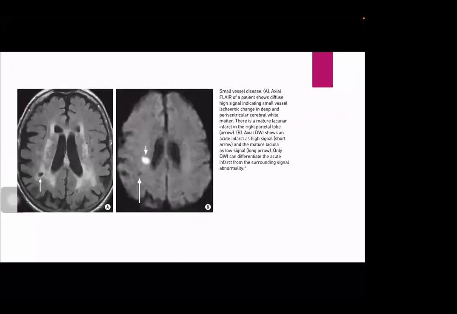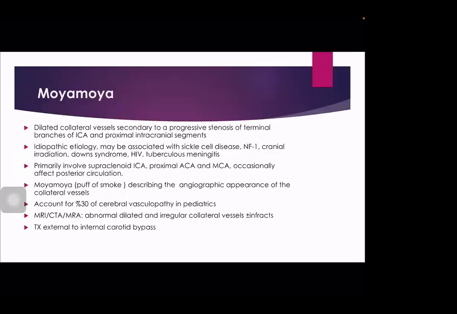You can see here small vessel disease, axial FLAIR showing high signal intensity in the periventricular region. We have this area of mature lacunar infarction. The DWI image shows this area to have restricted diffusion, while the mature one shows no restriction of the diffusion. We have moyamoya disease.